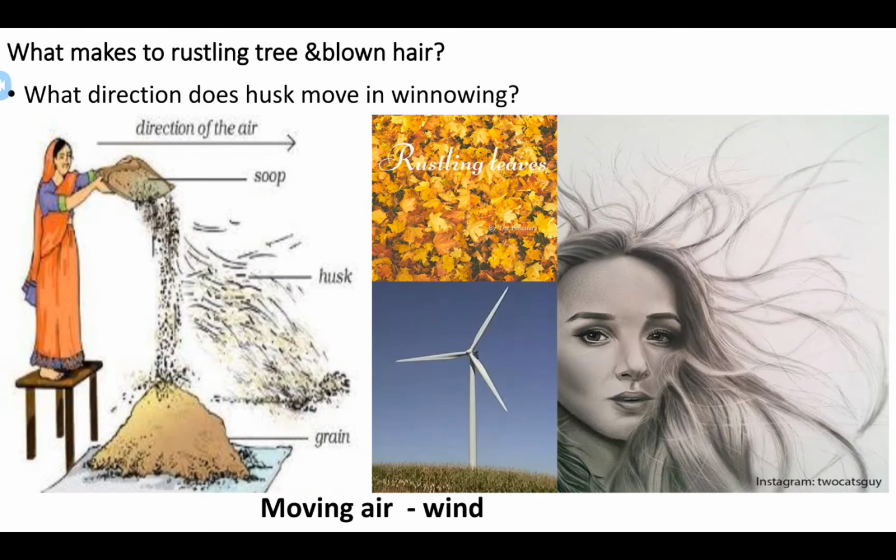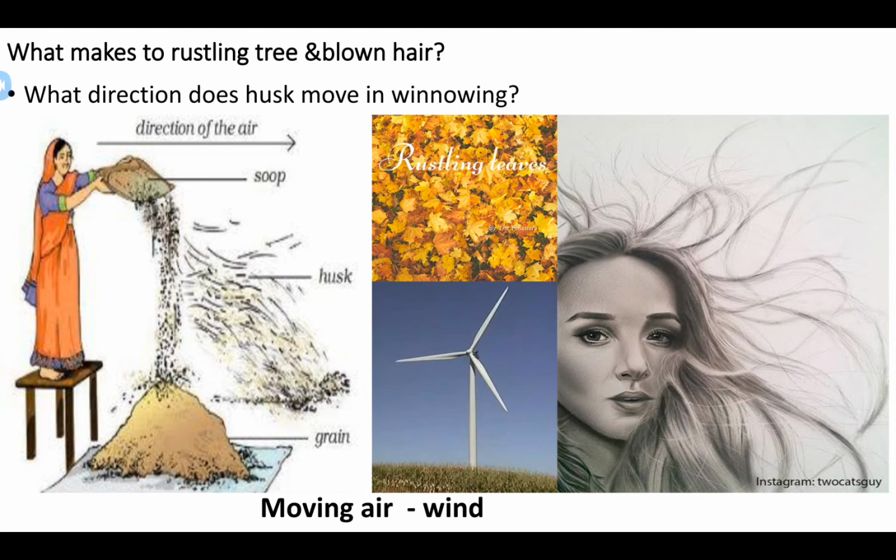Suppose we go for a walk. We hear rustling leaves. Sometimes our hair is blown on our face. We go on a long journey. We will observe windmills. What makes the rustling trees, blown hair on face and moving windmill? So your answer is correct. Moving air. What is moving air? Wind. Wind is called moving air.